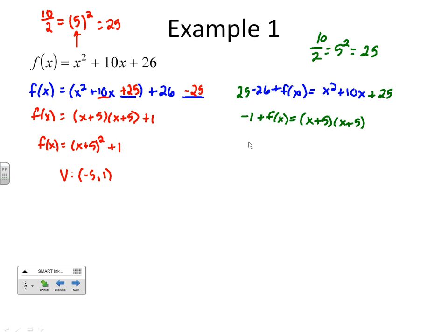I want to now move the 1 over to the right side so that f of x is by itself. I also want to write this as x plus 5 squared and then plus 1. So you see we got the same answer for both, doing it either way. So pick which way you like better and go with it.